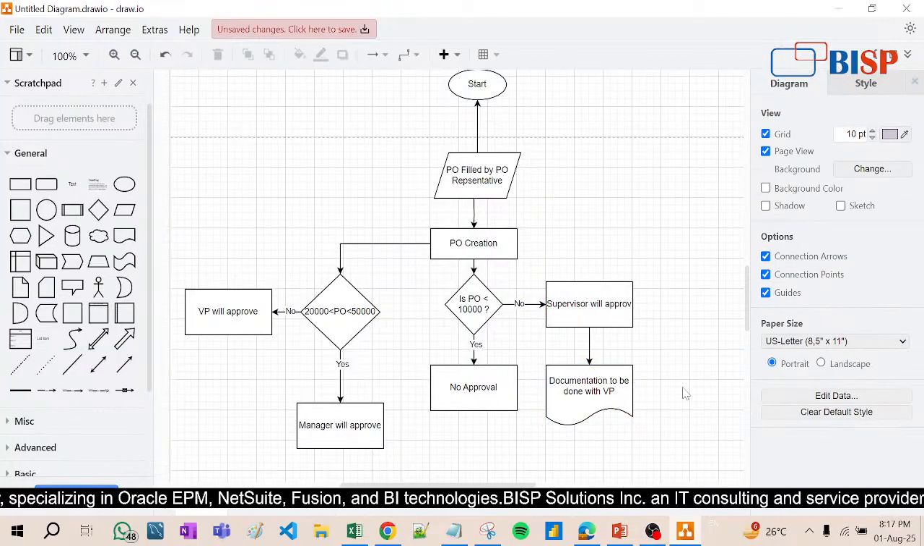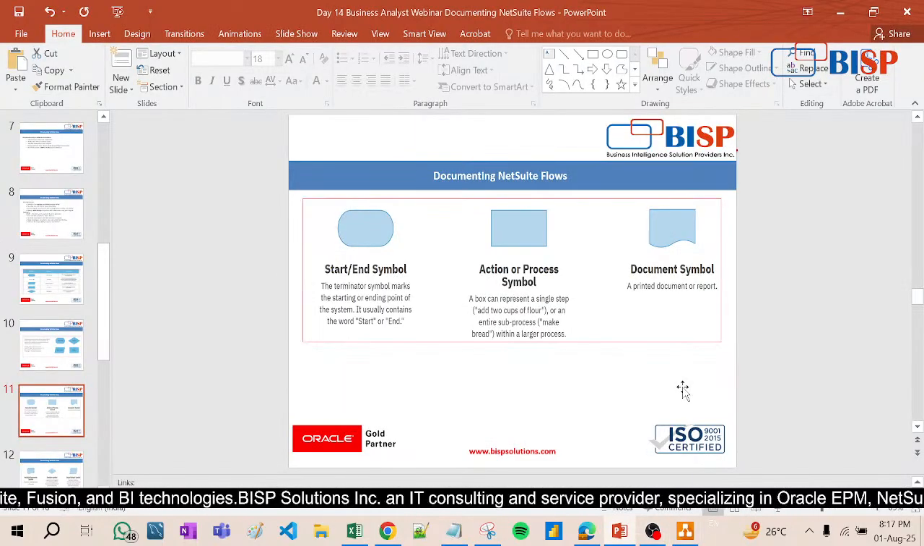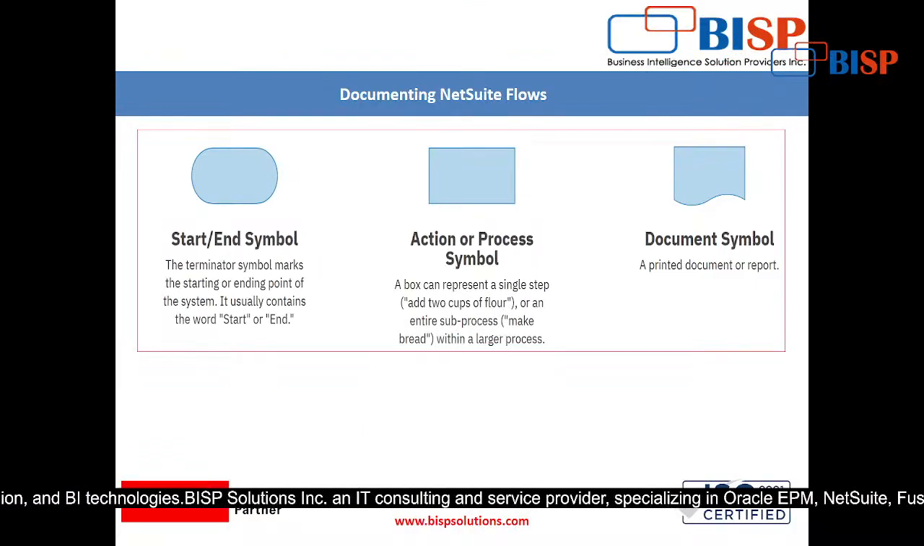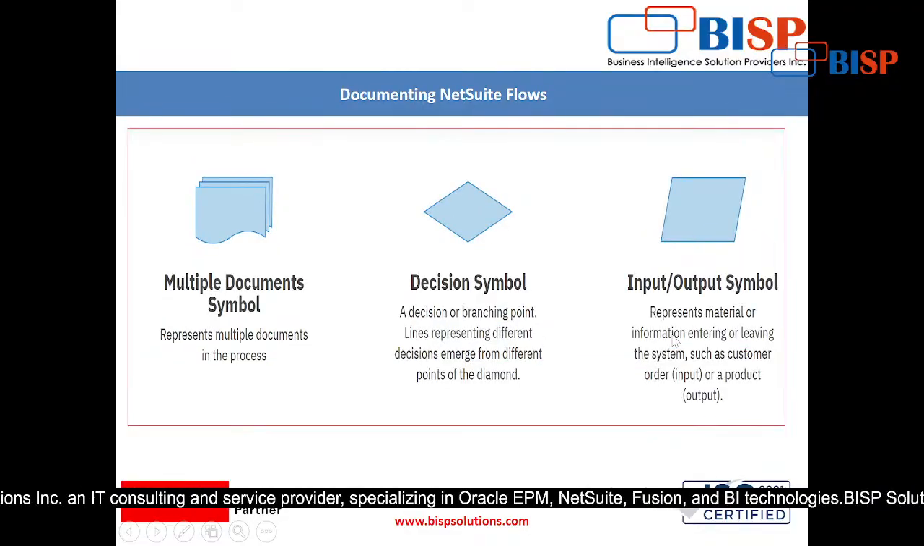In this way, it represents that so many documents will be provided, either provided by the supervisor or to be provided to the supervisor. So this is how the symbols represent exactly what you are doing, right? Every symbol has its own significance. Okay, a printed document or a report, right? Then you will see here the multiple document symbol represents multiple documents in the process.